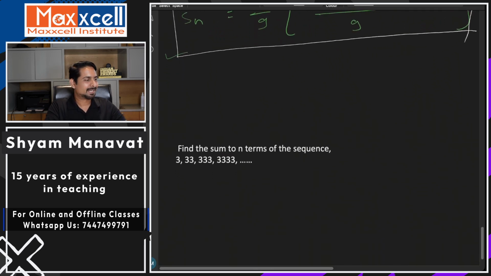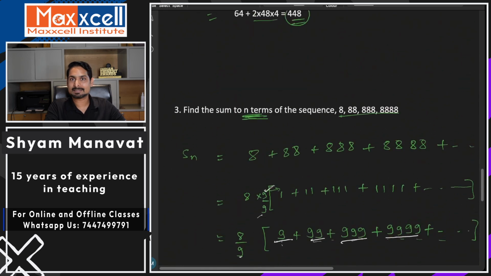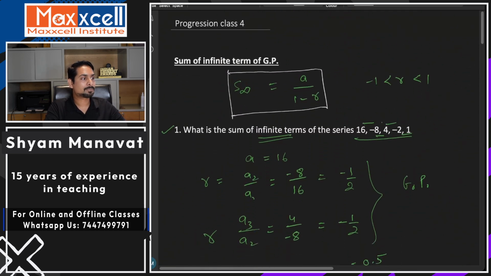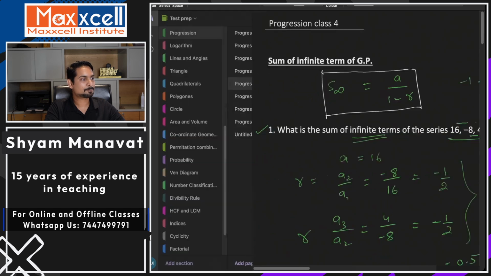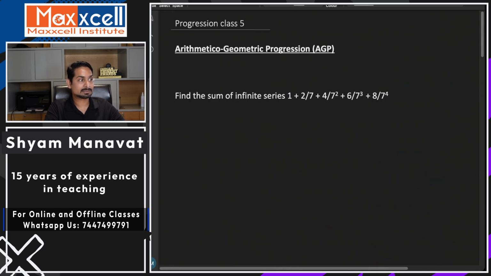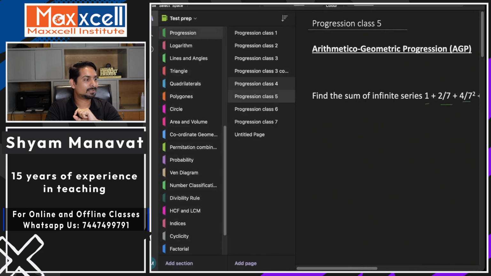All right. So this is it for lecture number 4 of progression. In the next lecture, lecture number 5, we are going to discuss another progression, that is AGP, arithmetico-geometric progression. That means a progression which has an arithmetic progression as well as a geometric progression in each term. We will solve these kinds of questions in the next lecture.